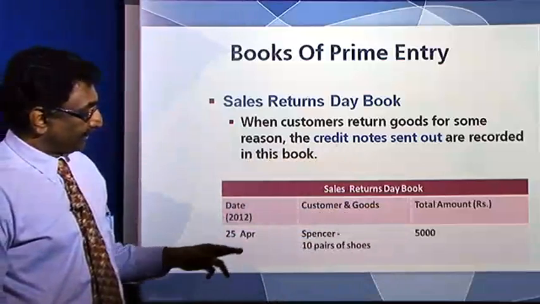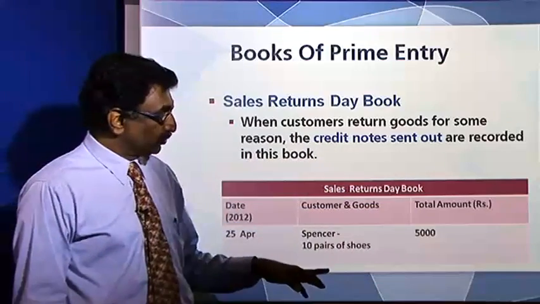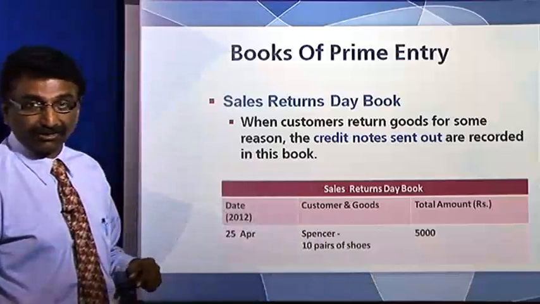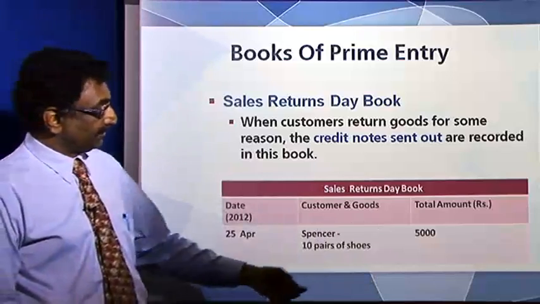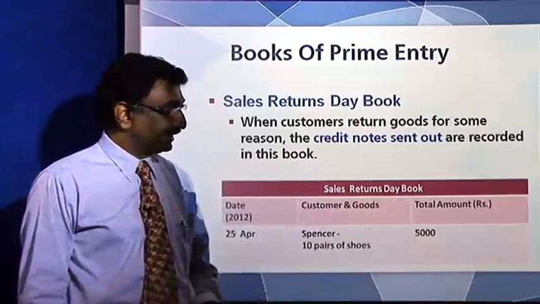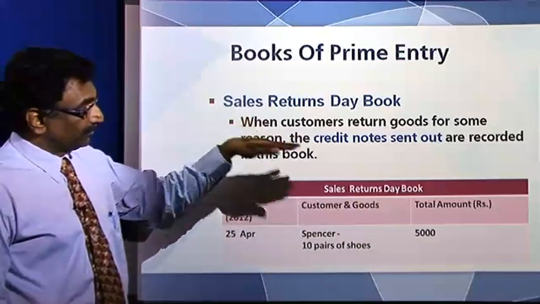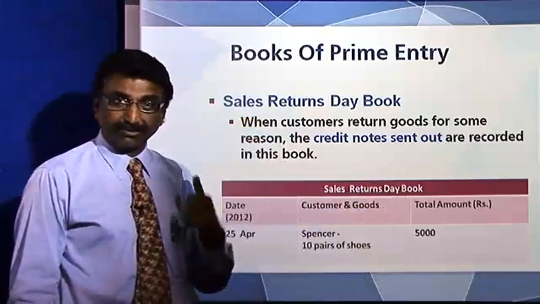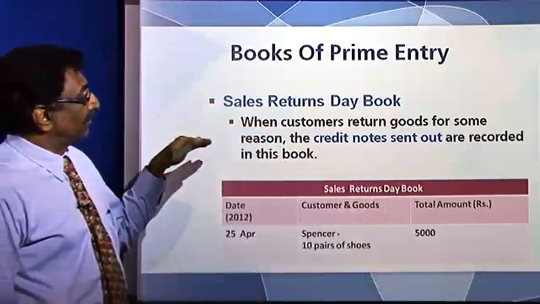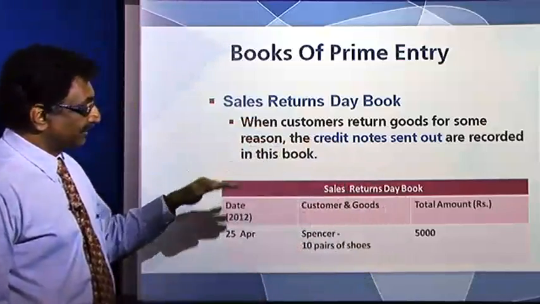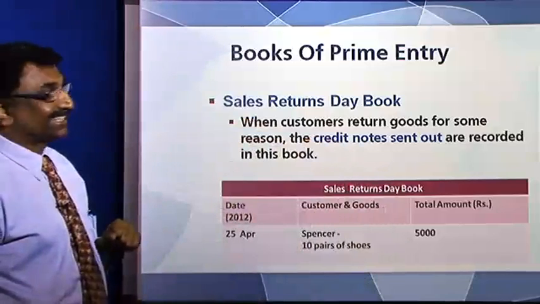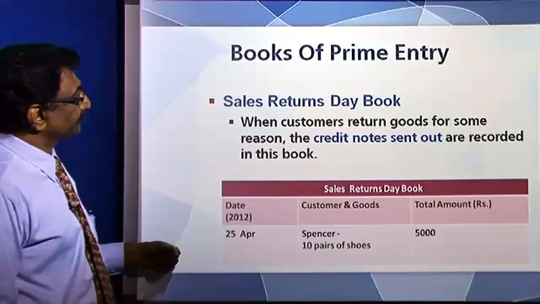In our example, 10 pairs of shoes were found to be not in order and were returned by the customer Spencer, and they have been given a credit of 5,000 rupees, with a credit note issued saying reduce that amount and pay the balance amount. So, whenever credit notes are sent out, they are all recorded in the sales return day book.